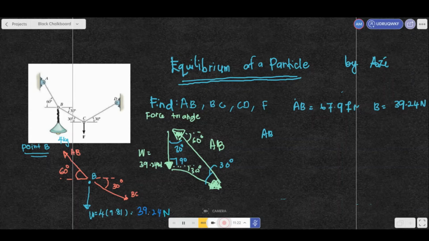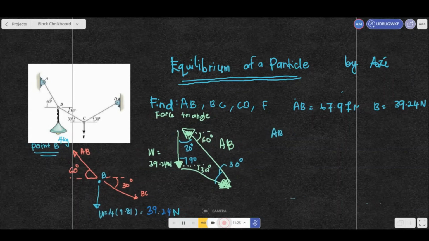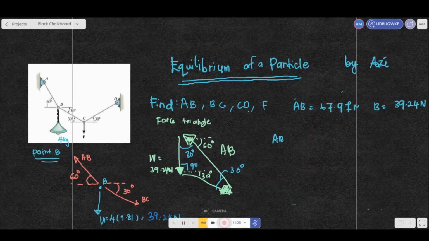So we have AB divided by, we use the sine law, sine 120 degrees, is equal to BC, sine 30 degrees. Or you can write it like this.